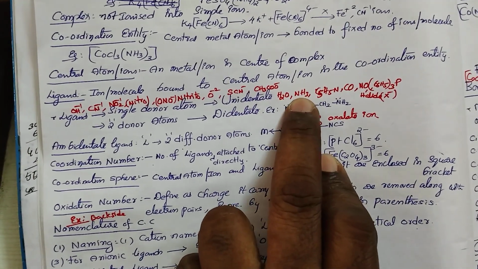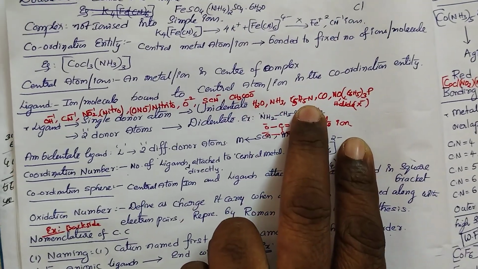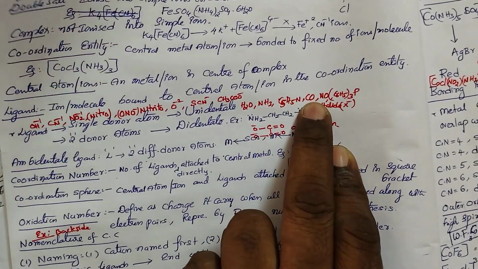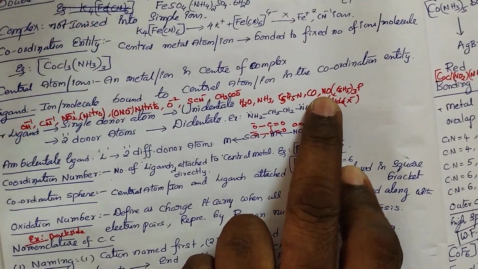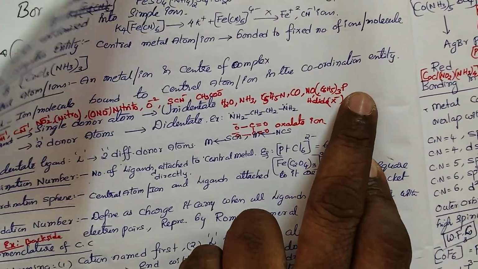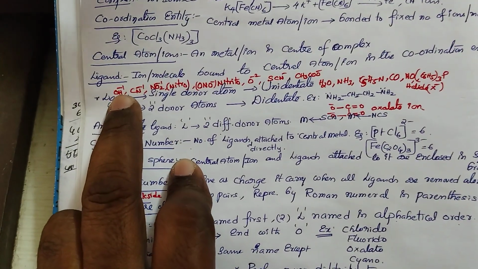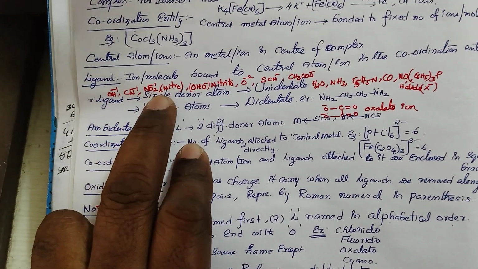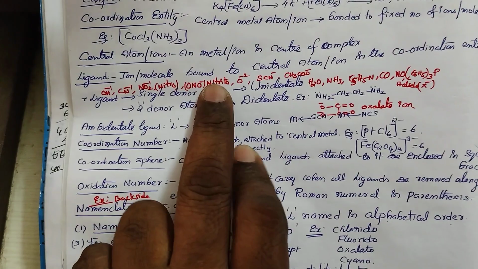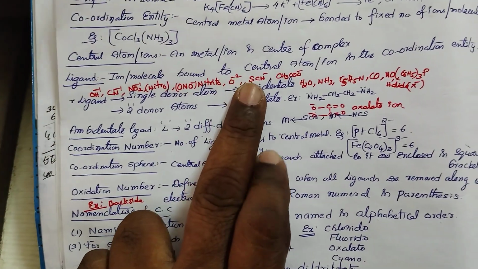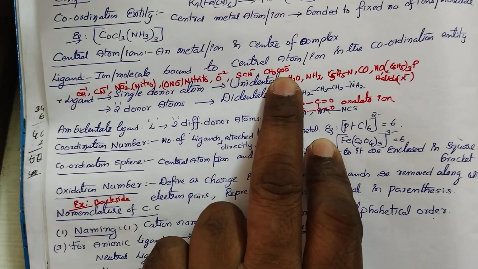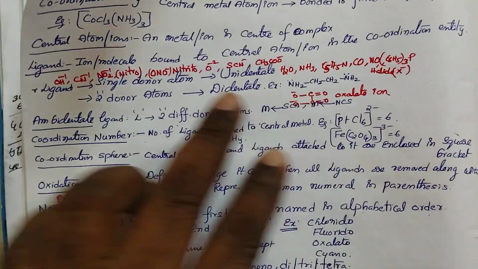Ammonia, where N is connected to the central metal. Pyridine, carbonyl group, nitrosyl group, triphenylphosphine, halides, hydroxyl, cyanide, nitro and nitrito groups, oxide, thiocyanate and acetate groups. These are all unidentate ligands.